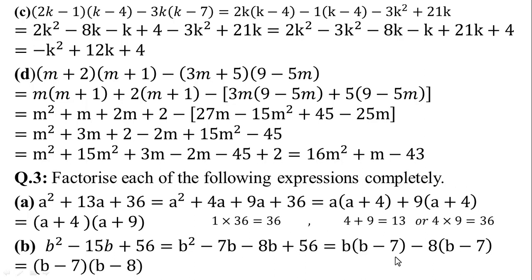Then we can verify the factorization. Here we can see that 1 multiplied by 56 is equal to 56. Minus 7 and minus 8, answer is minus 15. Minus 7 multiplied by minus 8 is equal to plus 56. So the answer of B part is b minus 7 into b minus 8.